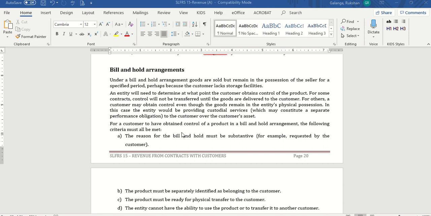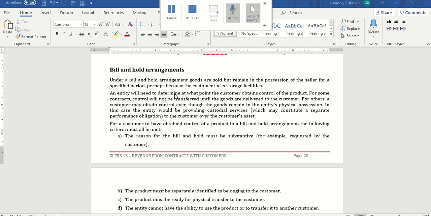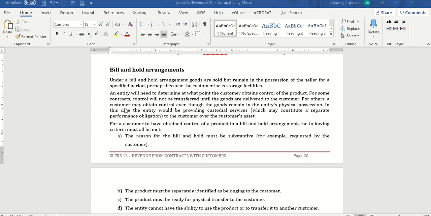Right? So for some contracts, control will not be transferred until the goods are delivered to the customer. For others, the customer may obtain control even though the goods remain in the entity's physical possession. So remember, that depends on the contract, because for some contracts, control will not be transferred until the goods are delivered to the customer.